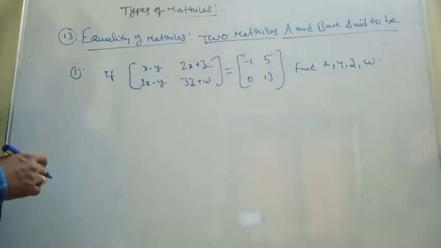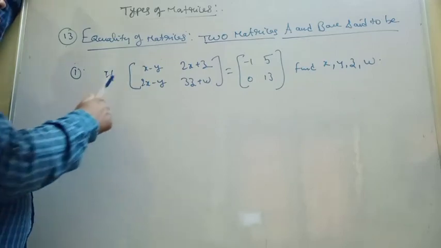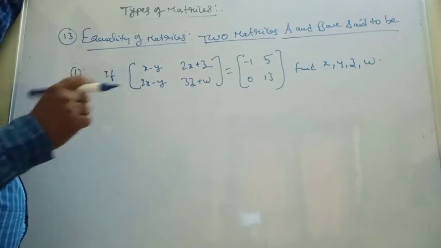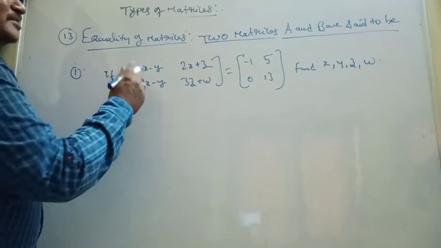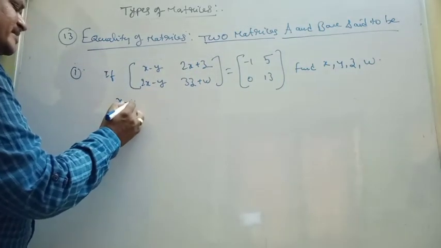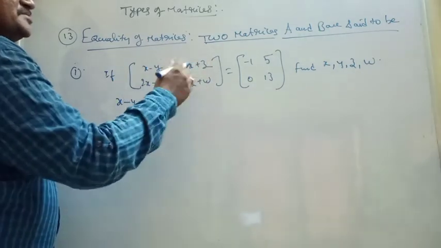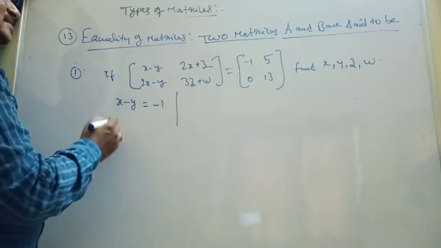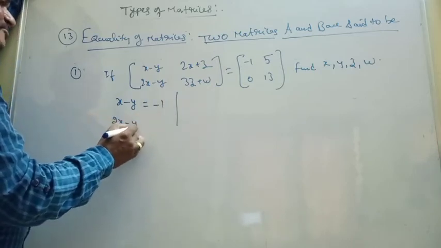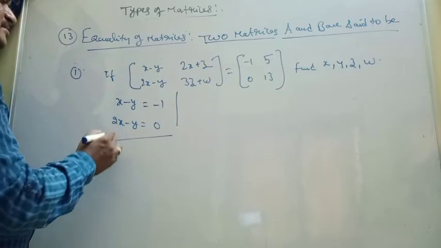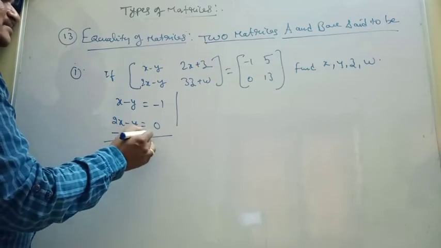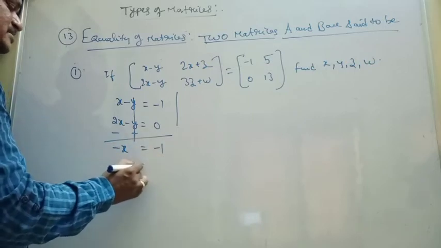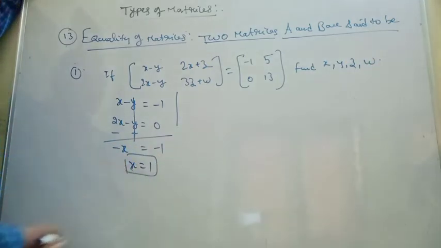Now, based on equality of matrices, we have a nice problem. If this 2 by 2 matrix is equal to this, find X, Y, Z, W. How are we going to see? Once they are equal, my dear students, let us equate their corresponding elements. This is 2 by 2, 2 by 2. X minus Y equal to minus 1, and another one, 2x minus y is equal to 0. Subtracting, minus x is equal to minus 1. X is equal to 1. Beautifully we have got x equal to 1 here.